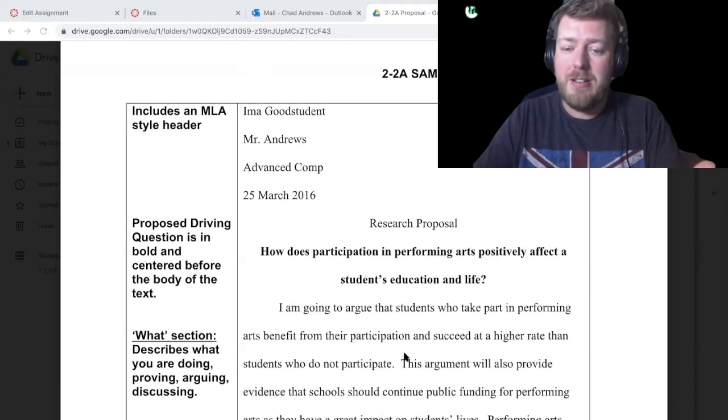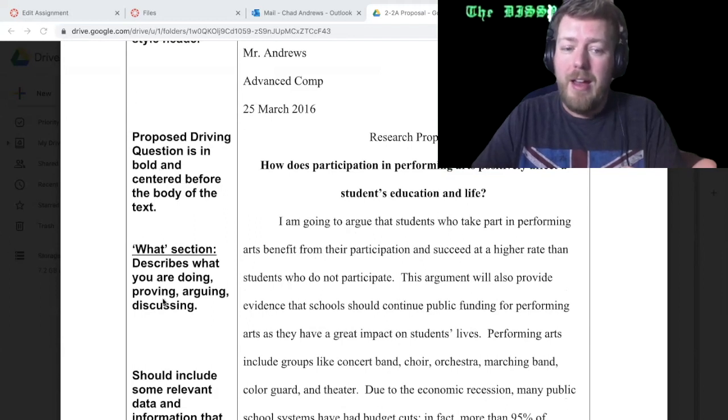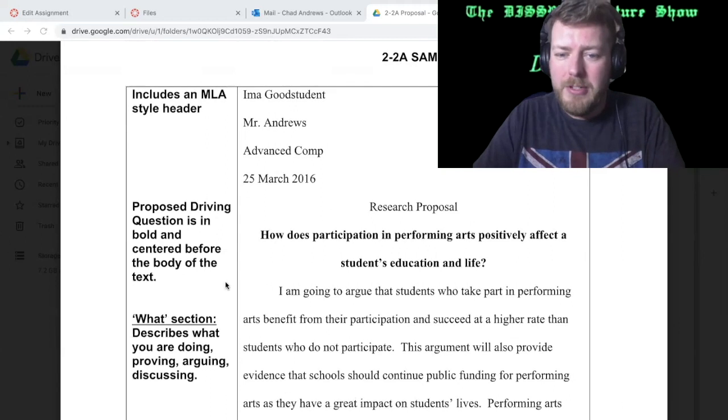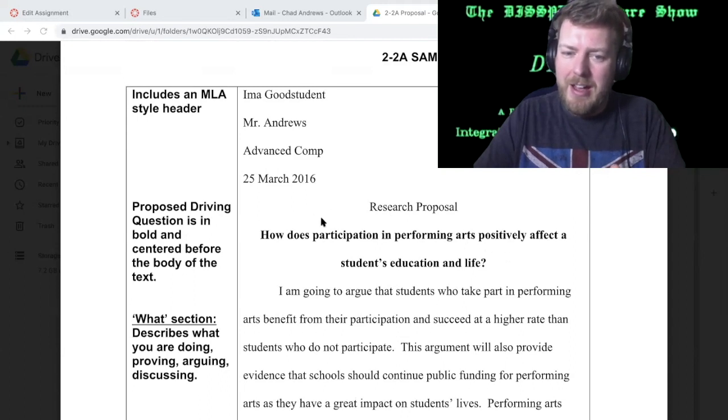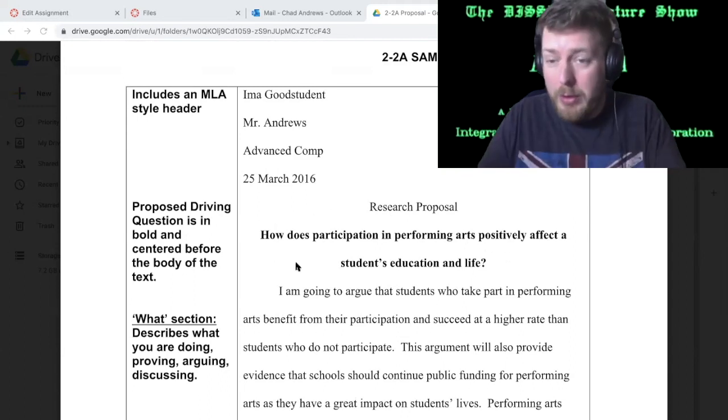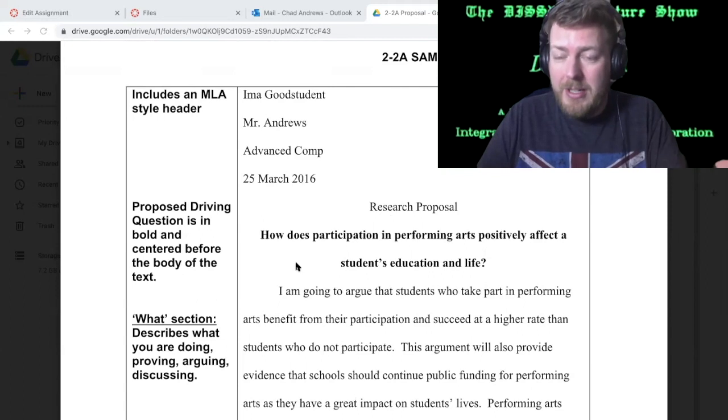So you can see here this sample paper on the right. I've got a little bit of annotation on the left. So the first thing you may notice is that there is really no title. It just says research proposal. But here in the middle section, where there would be a title, there's a question. So this is your final research question.